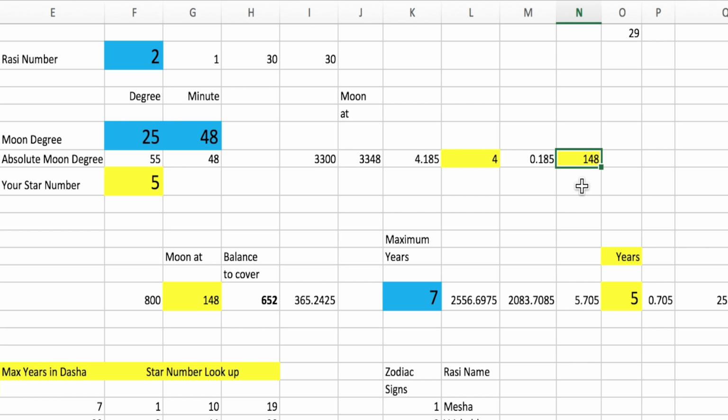of the star. After Mrigashira started, the moon has moved 148 minutes of the 800 space. So this is the meaning of this 148. Here I say that moon is at 148, whereas the full length is 800 and the balance to cover is 652. So this is the actual value that we are seeking, because once you have this, it's quite easy to know how many years and how many months and how many days are left in the dasha.